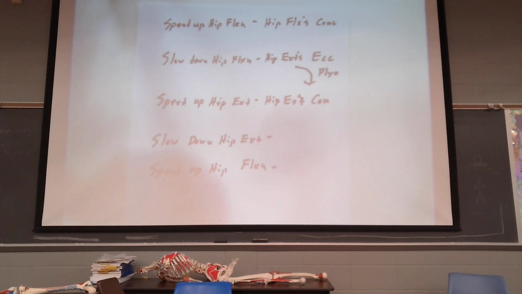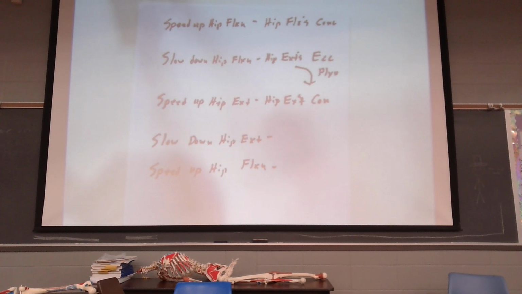Those hip extensors are going to speed up the extension. We're going to hit the ground, but those extensors are still on. Those extensors are going to help push us forward. But what speeds up must slow down. So we've got to slow down that extension once our foot comes off the ground.